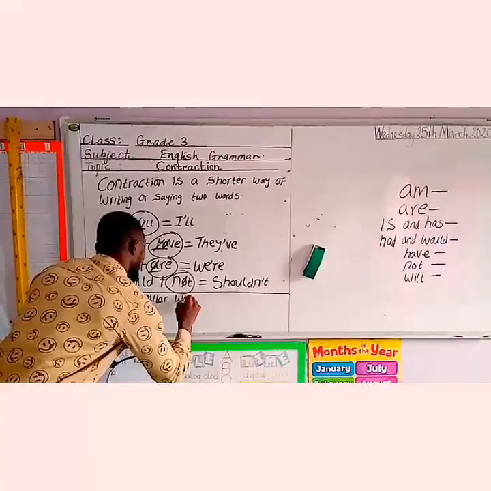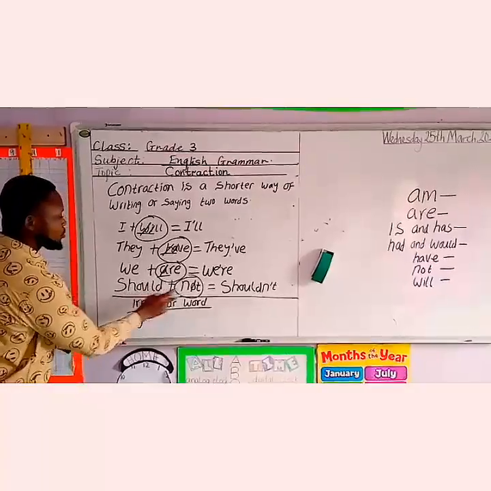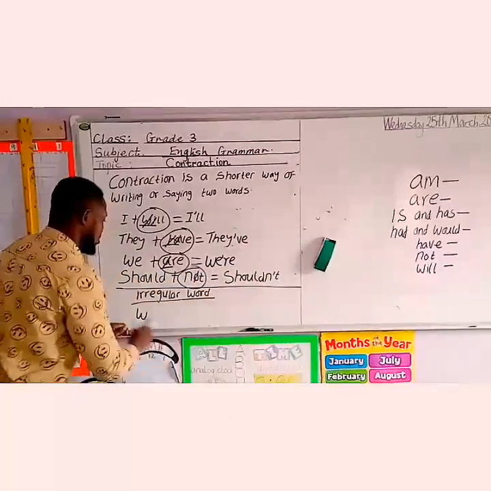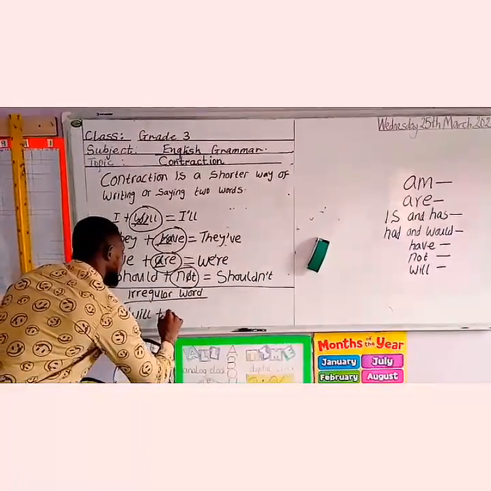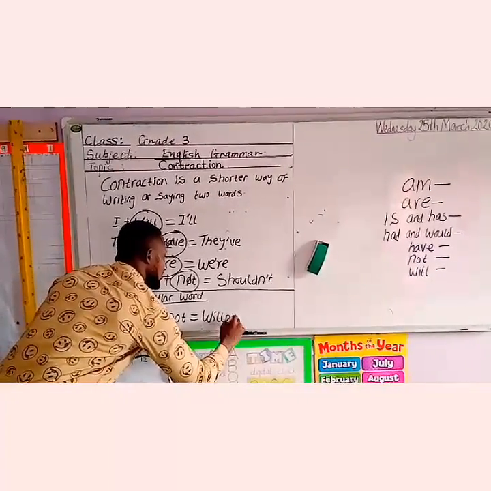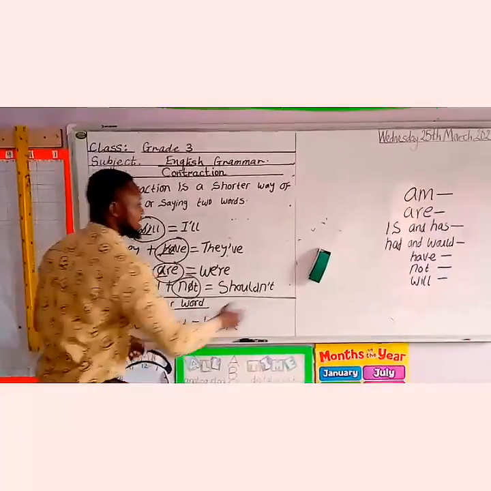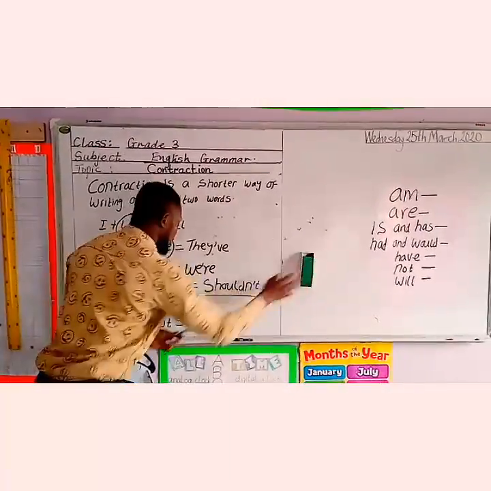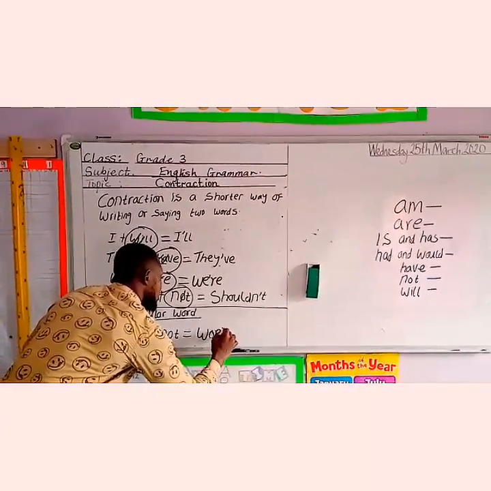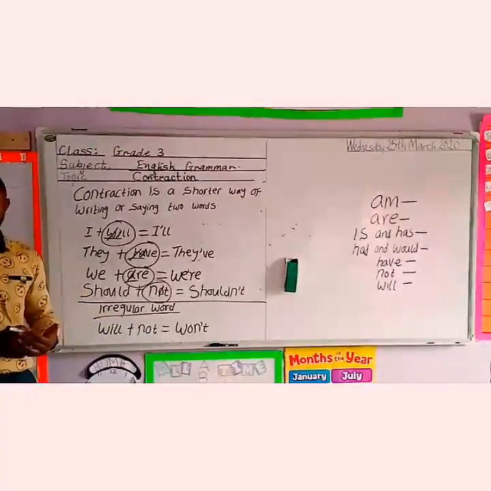Irregular words. We all agree that even if we have should plus not, it sounds shouldn't; do plus not, and it sounds don't; will plus not cannot be willn't. It sounds odd. True or false? It sounds odd. So, in this case, the correct word that is formed is won't. That's one of the major examples of the irregular words.